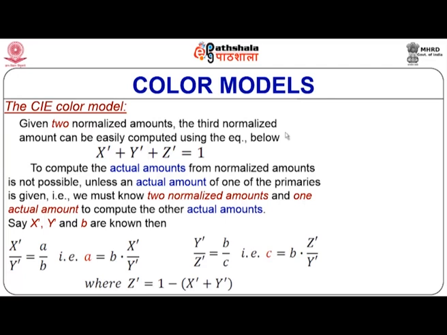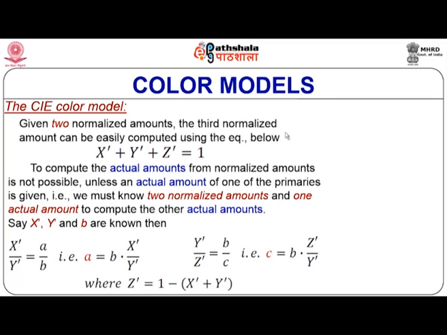So now given two colors, can you produce the third color? Given two normalized amounts, say for example given x dash and y dash, we can easily compute z dash because we have the relation: x dash plus y dash is equal to 1 minus z dash. So if you want z dash, it is 1 minus x dash minus y dash. So given two normalized amounts, you can get the third normalized amount.